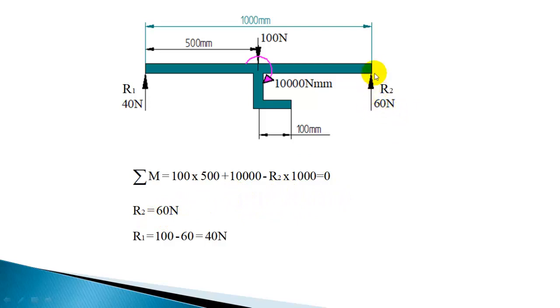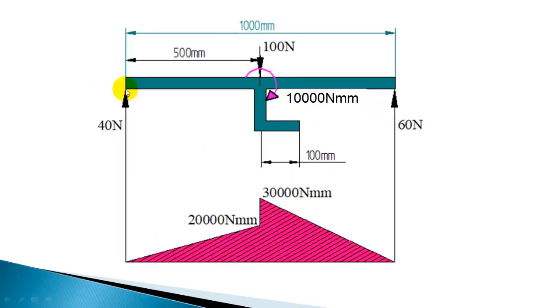R2 is taking 60 Newton, and since the total downward load is 100 Newton, this support R1 will take the remaining 40 Newton. So you got the reactions. Now let us draw the bending moment diagram for this. Directly we can draw the bending moment diagram.